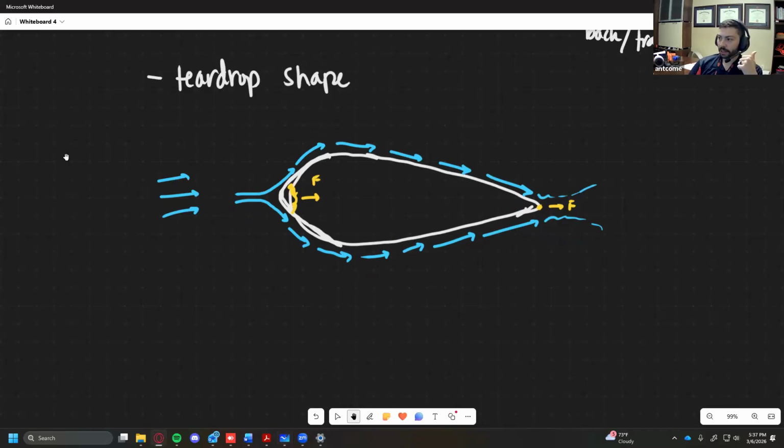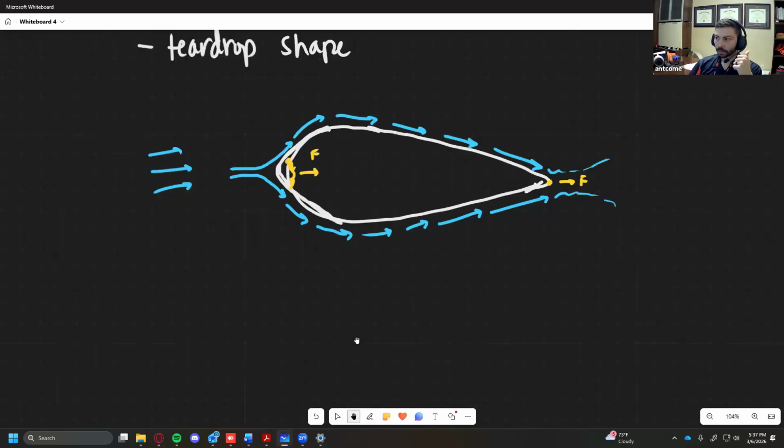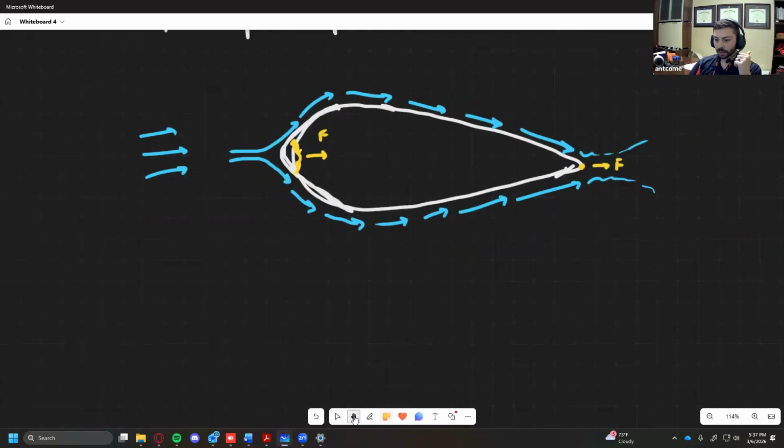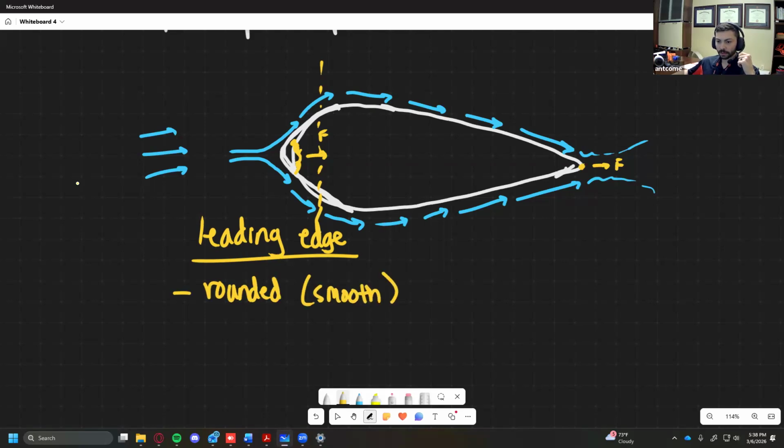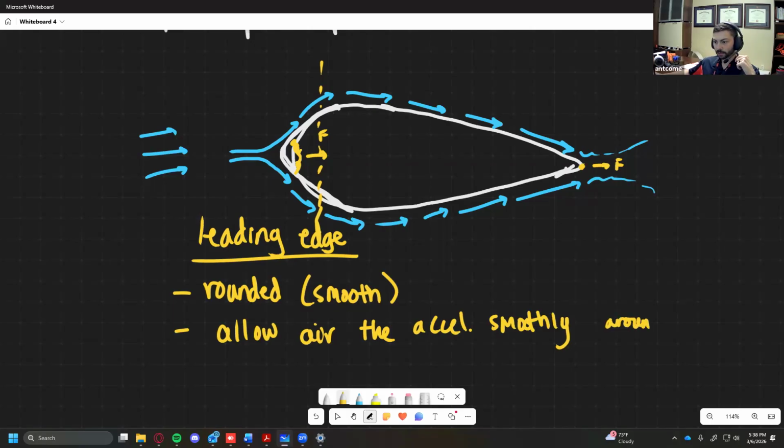There are two really important features when we're designing an airfoil or any aerodynamic surface. For the leading edge, and the leading edge is basically what you're seeing here, I'll call this the leading edge. We want this to be rounded as smoothly as we can, and we also want this to allow the air to accelerate smoothly around the object.